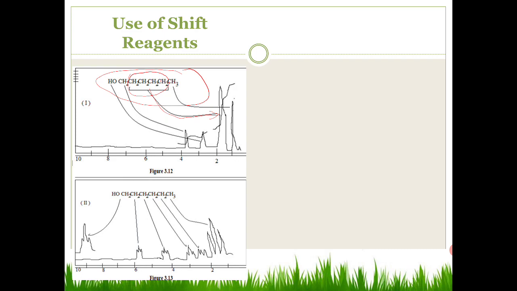So how do you get 4 different sets of protons to be split? That's why we use shift reagent. See here, if you observe, you can see that each proton is giving a different peak just because we were using shift reagent.